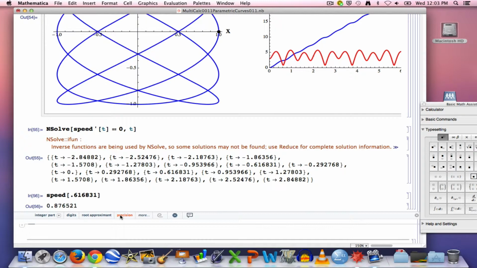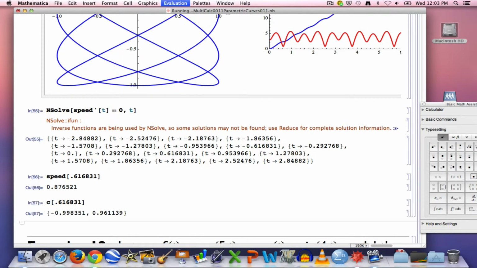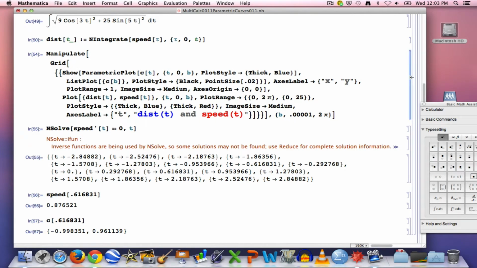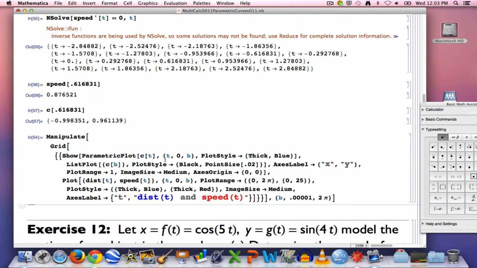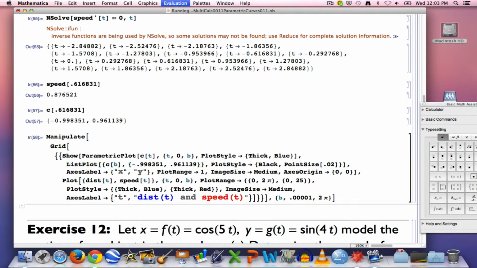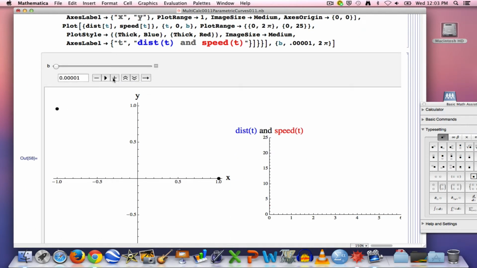Again, you could include units on this. And where is the point? I could plug 0.616831 into C to figure out what the point is. Here is the coordinates of the point where the minimum speed occurs. I could now go back and copy and paste this code to also plot that point in the picture inside this list plot, negative 0.998351, comma 0.961139. This point up in the upper left there, that's a point where the minimum speed occurs.